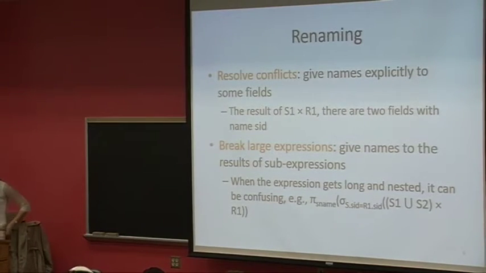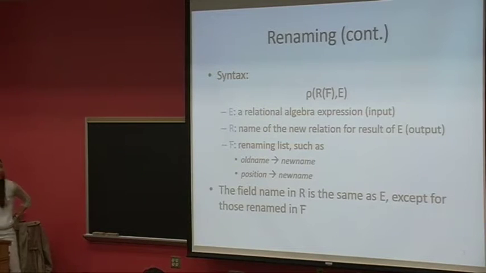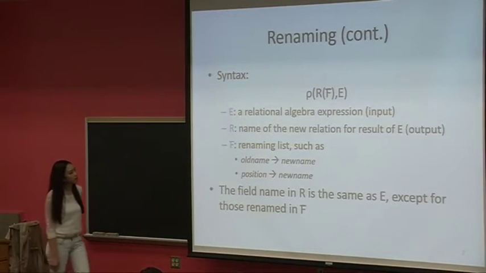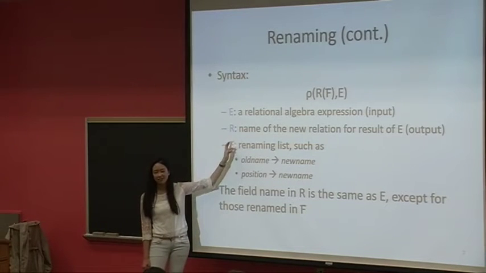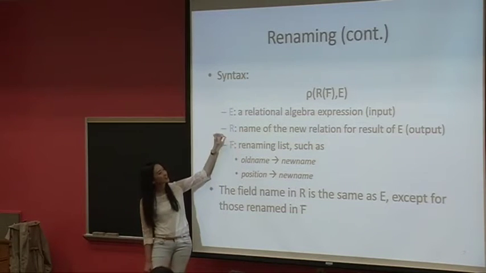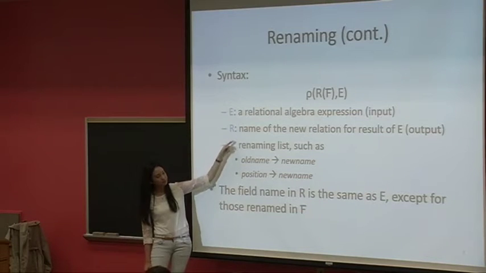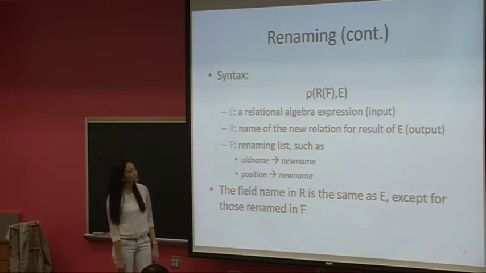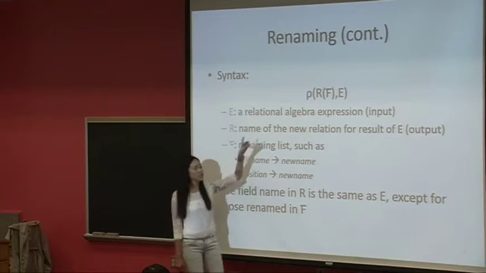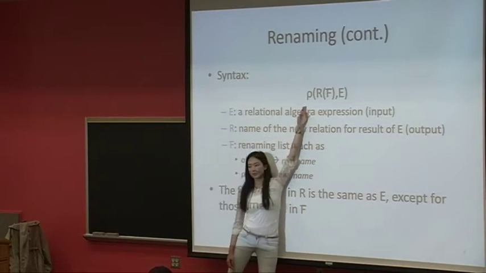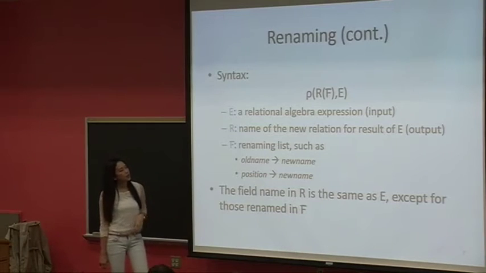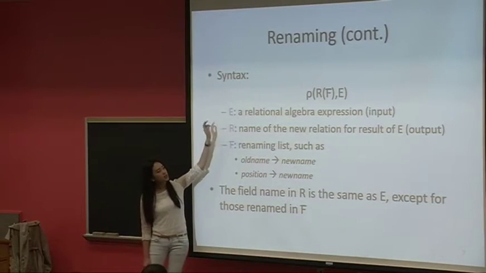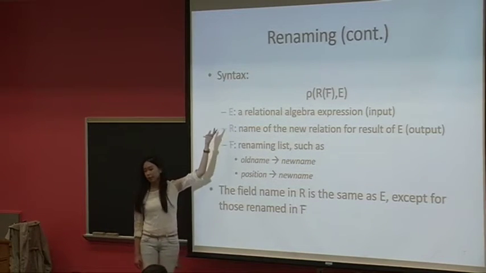So how are we going to do renaming? This is the syntax for renaming. For F, this actually is an overline, but somehow they kind of overlap together. But there's an overline, according to definition. So for renaming, we use the symbol rho to denote renaming. And right here, the E is the relational algebra expression.